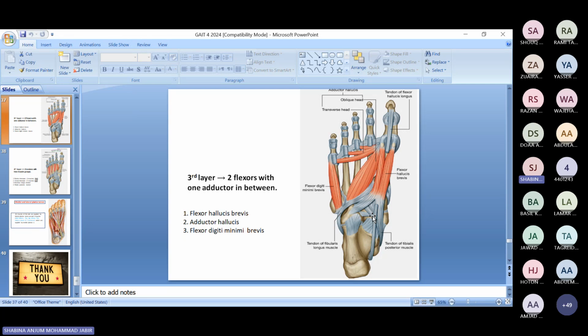Anteriorly, you will see four muscles: tibialis anterior, extensor hallucis, extensor digitorum, and peroneus tertius. Same way, posteriorly, you will have tibialis posterior, then flexor hallucis longus, flexor digitorum longus, and popliteus. From the deep group, superficially, we have the gastrocnemius, soleus, and plantaris.